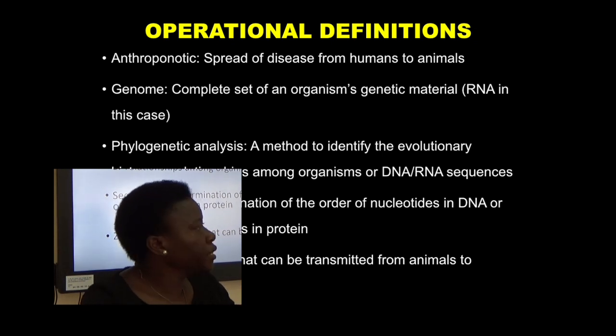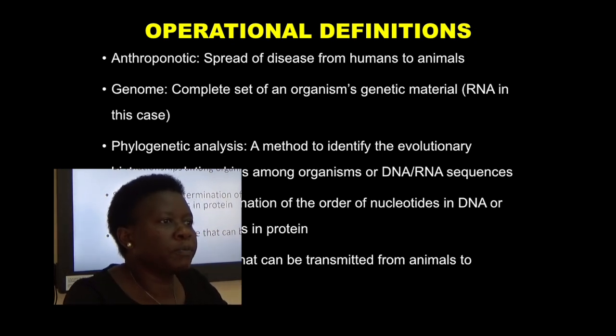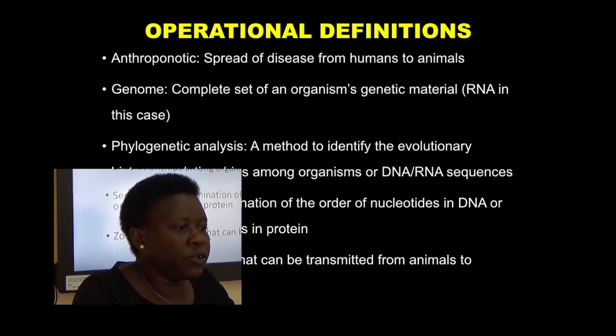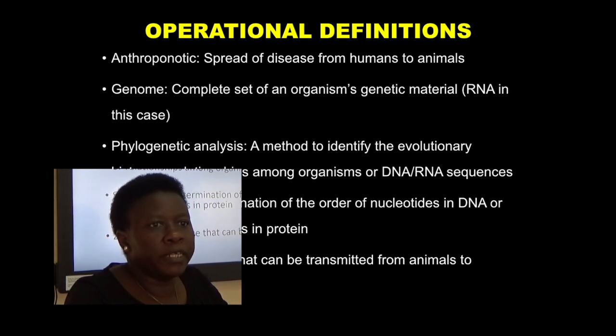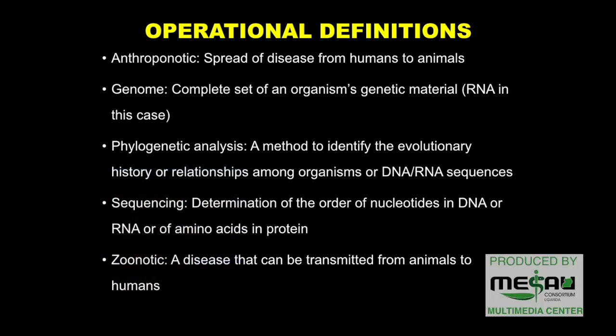We have the anthroponotic, which means the spread of disease from humans to animals. Genome, which means the complete set of an organism's genetic material. In this case, we are going to refer to RNA because rotavirus is an RNA virus. And then we have phylogenetic analysis, which is a method to identify the evolutionary history and relationships among organisms or DNA. And sequencing is the determination of the order of the nucleotides in DNA or RNA. Zoonotic, referring to transmission of diseases from animals to humans.